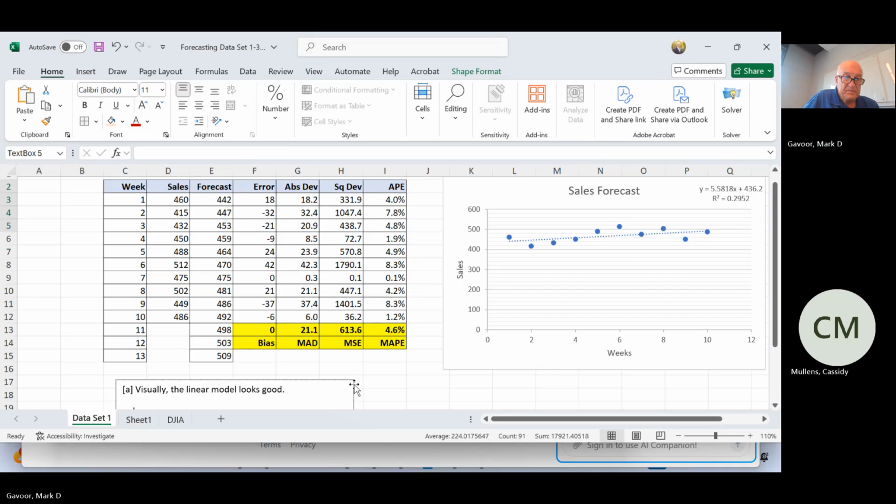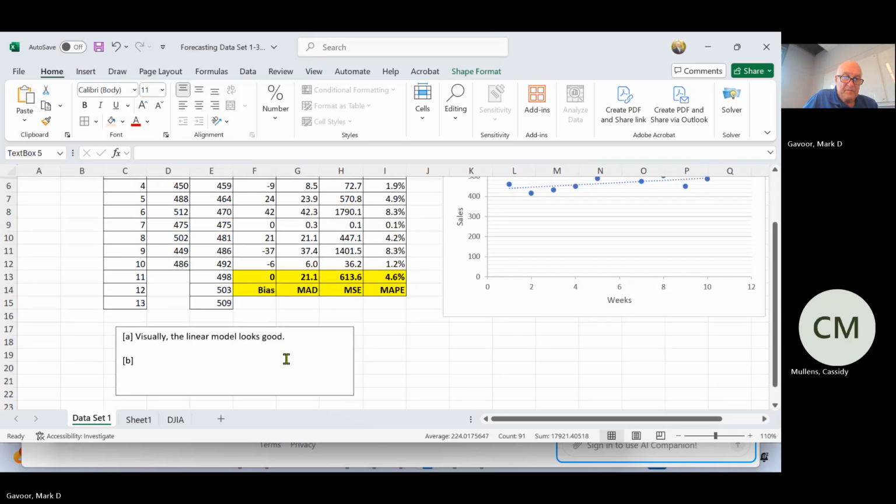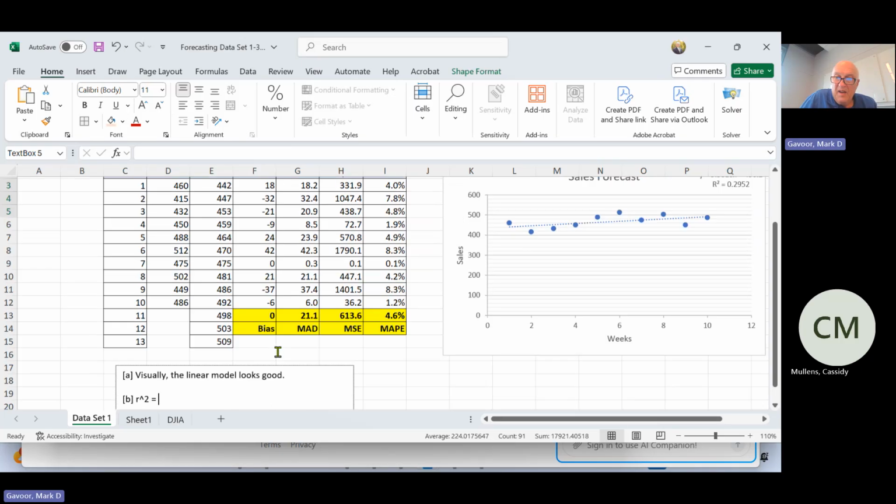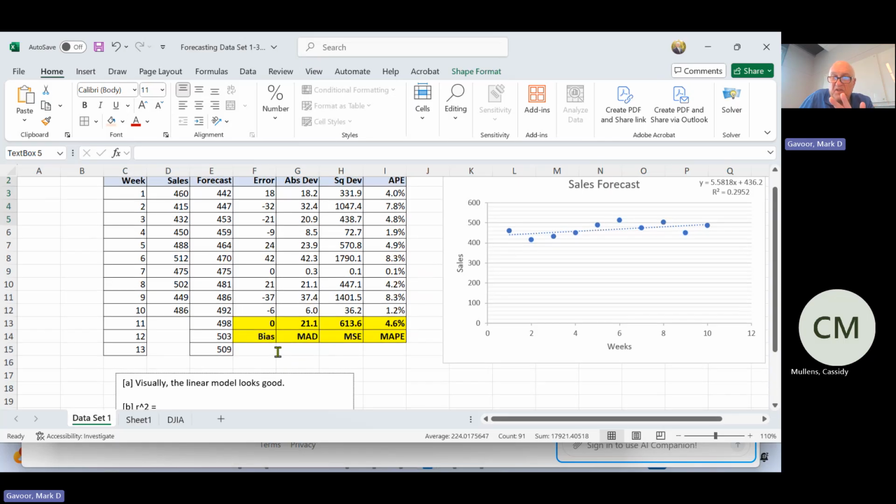All right. Let me write it this way. And it's not supposed to be a capital R. Most statisticians would write it as a little r. Oops, sorry. B. R squared equals, and it's not 0.2952. Multiply by 100, make it a percent. So it's 29.52%. Now I know that you picked the right number.